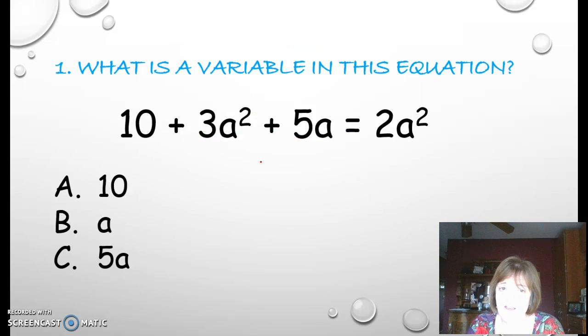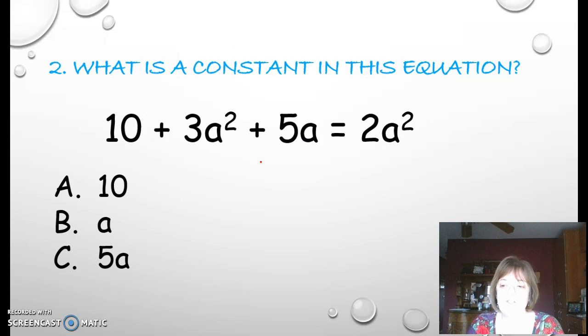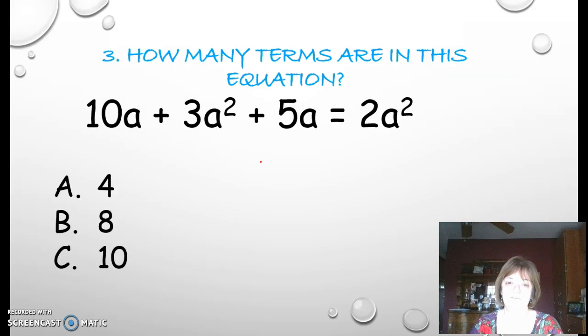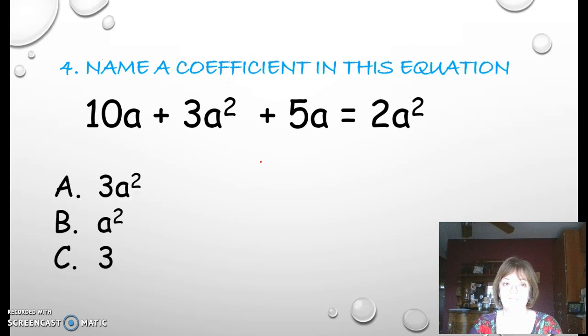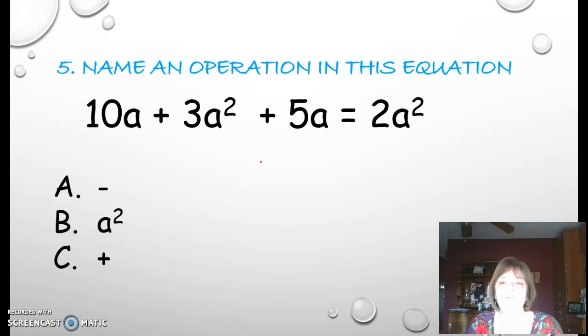All right, let's see what you can remember. Number 1, name me a variable in this equation. Number 2, name me a constant in this equation. Number 3, how many terms are in this equation? Number 4, now you name me a coefficient in this equation. All right, one more part. Name me an operation in this equation. What's going on in that equation? It's a busy equation.